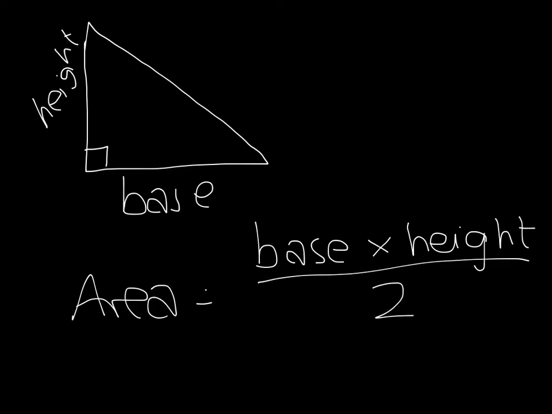And that's because if you imagine adding another triangle onto this, you'd end up with a rectangle. So this is, say, half a rectangle, so that's why we divide by 2 at the end.